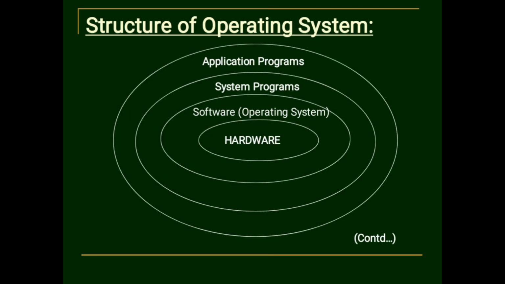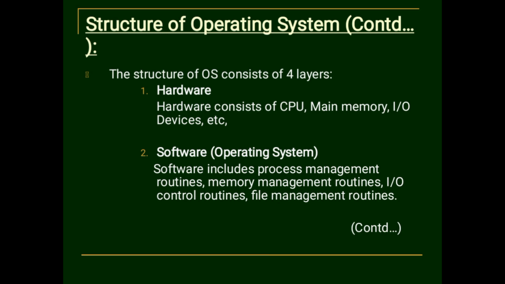Structure of operating system. First, in an operating system you start at the hardware process and software process, system programming and the applications. Next one, structure of operating systems. The structure of an operating system contains four layers, starting with the hardware. Hardware consists of the CPU, main memory, I/O devices, and so on.